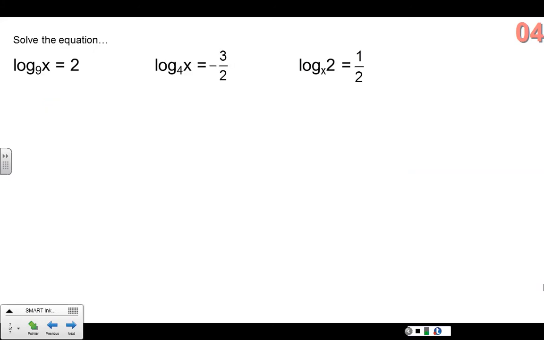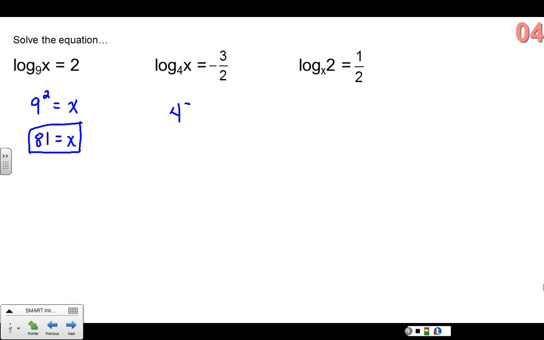So using the definition, we're going to solve some equations here as well. Log base 9 of x equals 2. So we know that 9 to the 2nd power is equal to x. So 9 squared is 81. So that would be the solution to that equation.